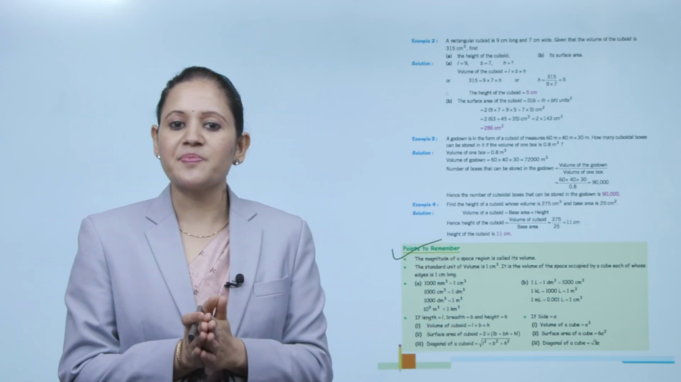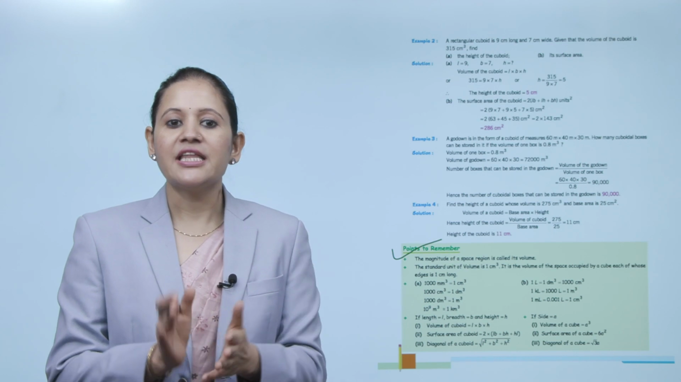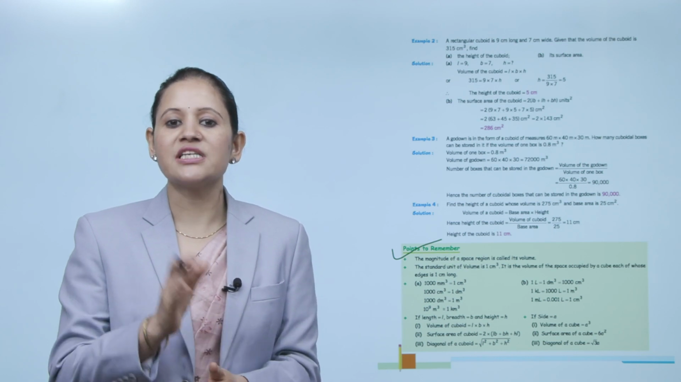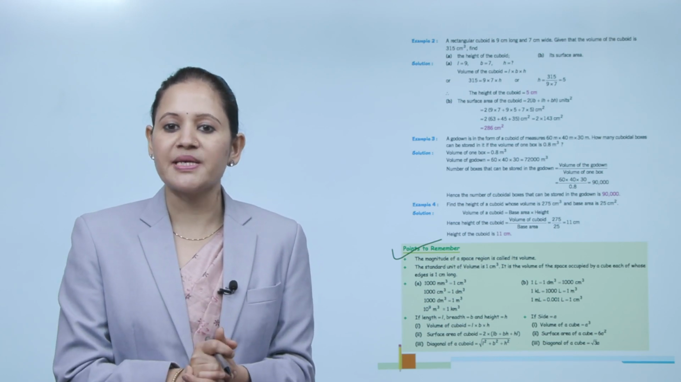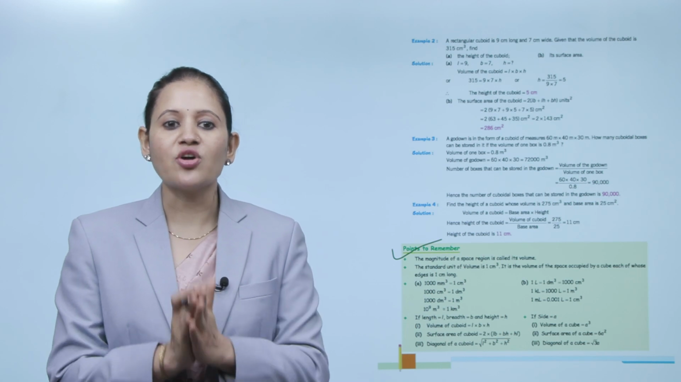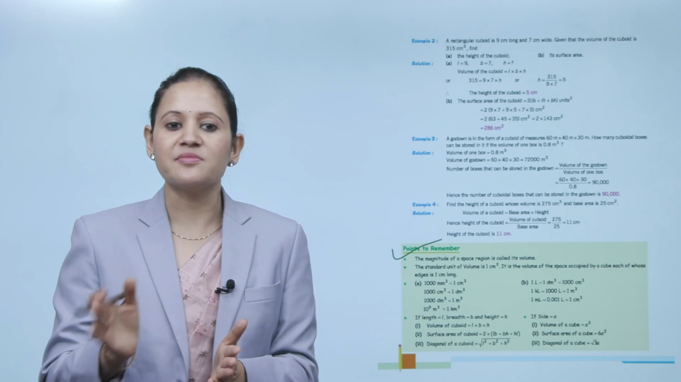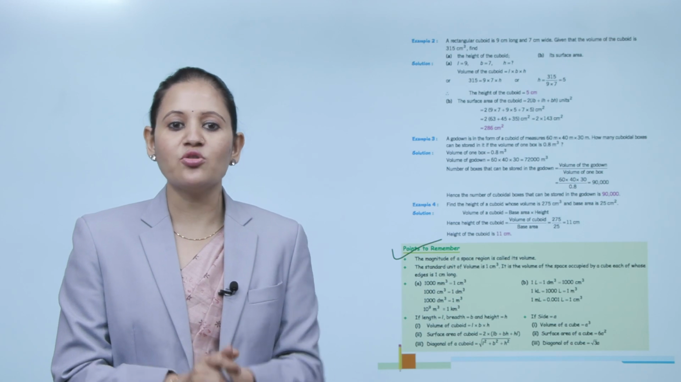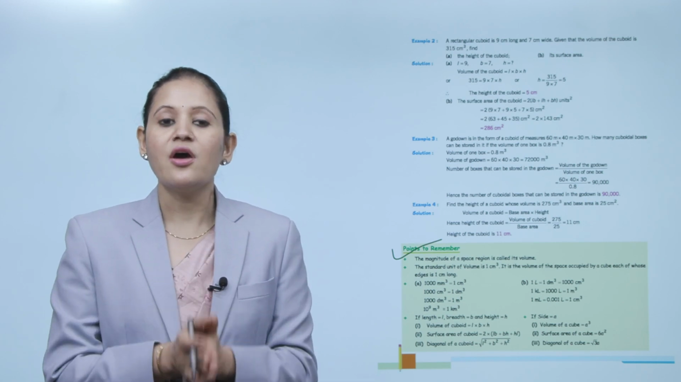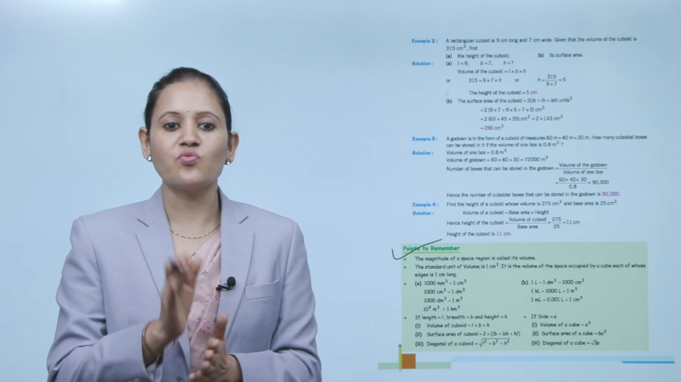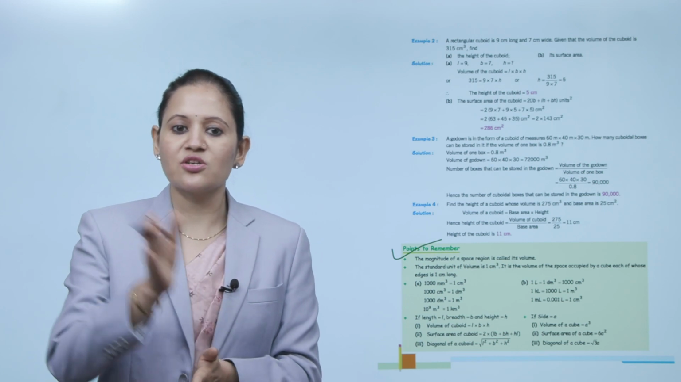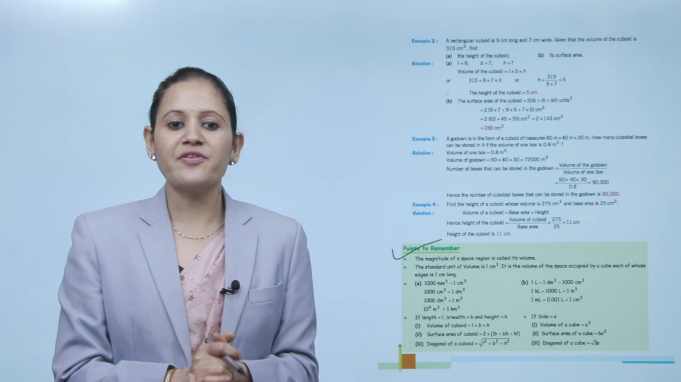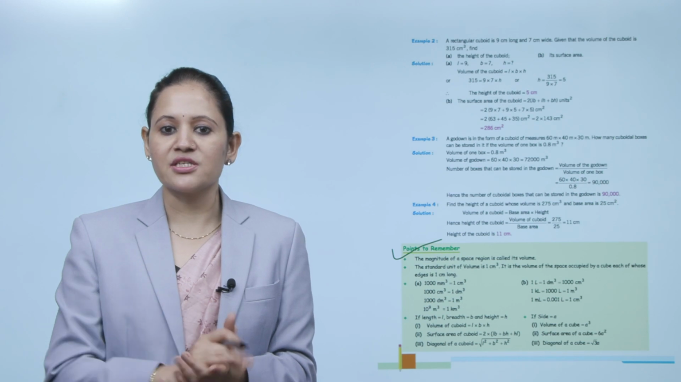The magnitude of the space region is called volume. The standard unit of volume is 1 centimeter cube. It is the volume of the space occupied by the cube, each of whose edges is 1 centimeter long. 1000 millimeter cube equals 1 centimeter cube. 1000 centimeter cube equals 1 decimeter cube. 1000 decimeter cube equals 1 meter cube. 10 to the power 9 meter cube equals 1 kilometer cube.